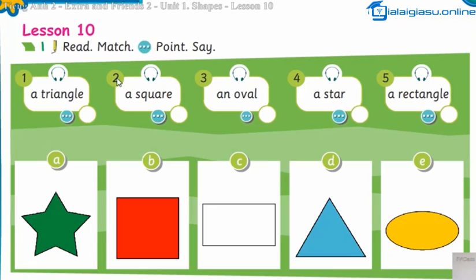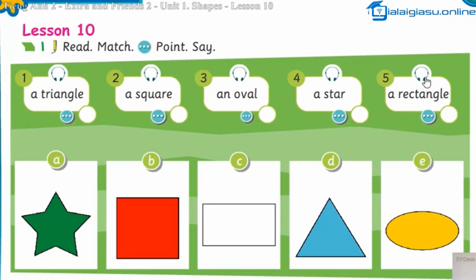Number one. A triangle. A square. An oval. A star. And the last one? A rectangle. Now we'll do one by one.